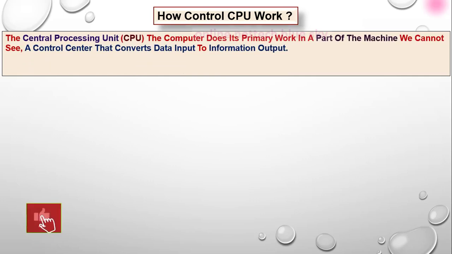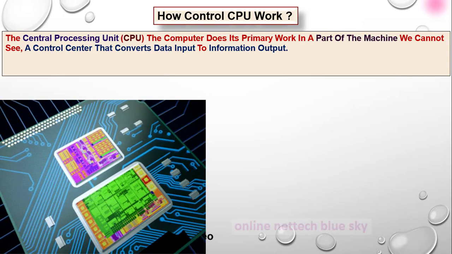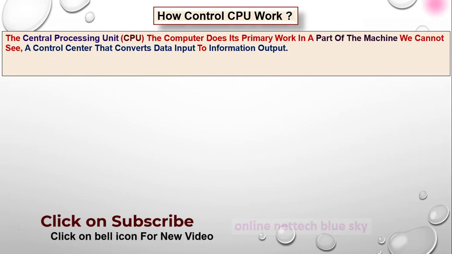So first, understand some information. The central processing unit is called the CPU. The computer does its primary work in a part of the machine. It is very important to understand that the computer's primary work is done by the central processing unit, the CPU, which we cannot see. It is a control center that converts data input to information output. This is the only important part of the work: data converts input into information output.